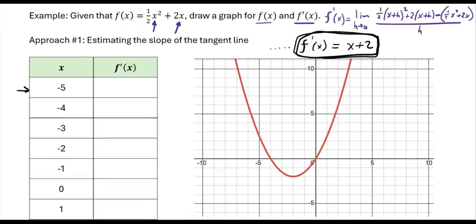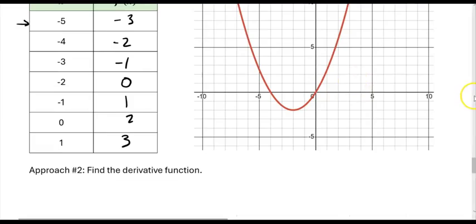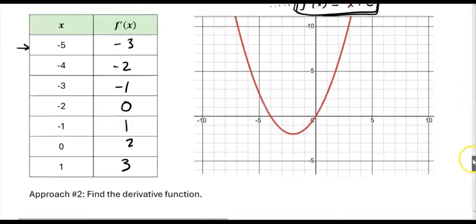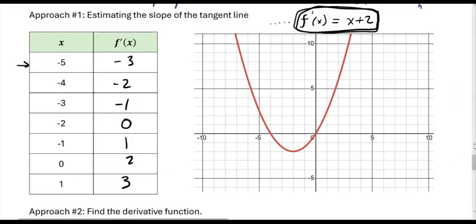You just think -5 plus 2, -3; -4 plus 2, -2; -3 plus 2, -1; -2 plus 2, 0; -1 plus 2, 1. And maybe you see that pattern. 2, 3. Do I have a little more space here? Oh, that's my last one.